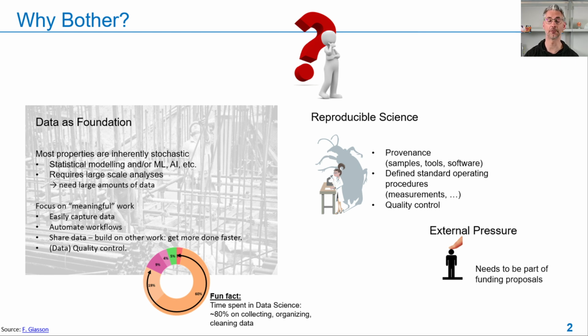Also, we need to spend a lot of time on working on data quality. That is essential if we want to build data-centric workflows. Also, research data management helps us to enable reproducible science. We need to be able to track the provenance of, for example, samples or our tools or the software that we use, and we can define standard operating procedures so we're able to reproduce the workflows. In the end, that helps us to establish some quality control. And last but not least, there's also external pressure for us to invest in research data management by funding agencies and other external bodies.